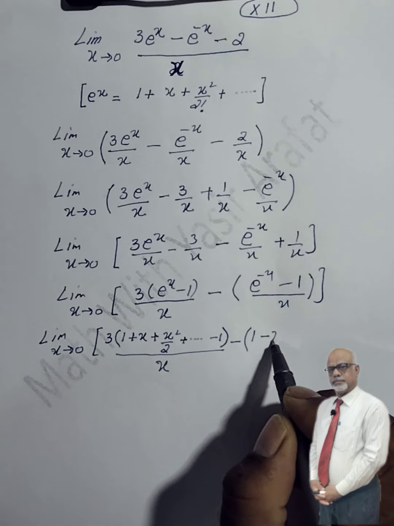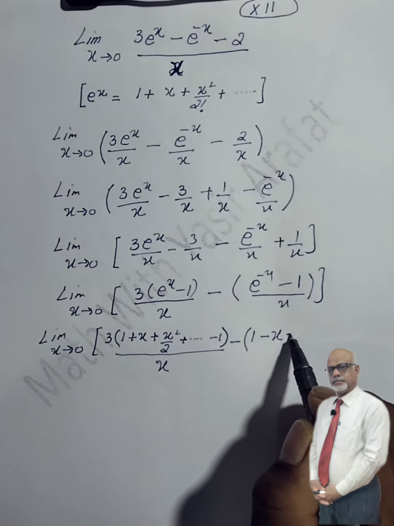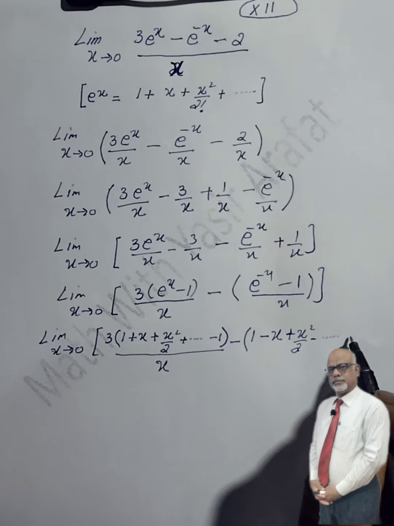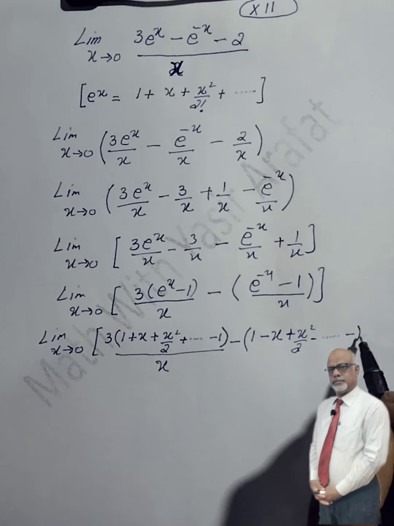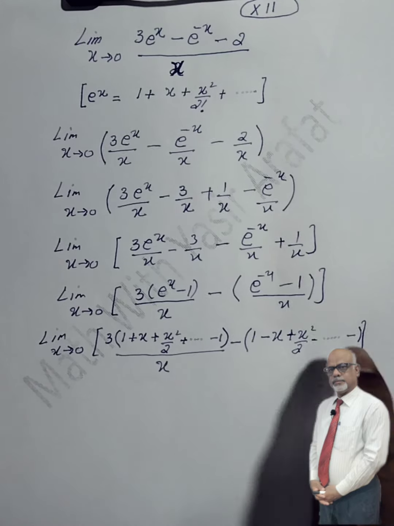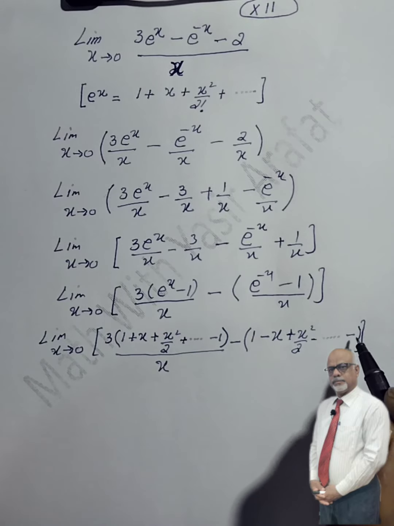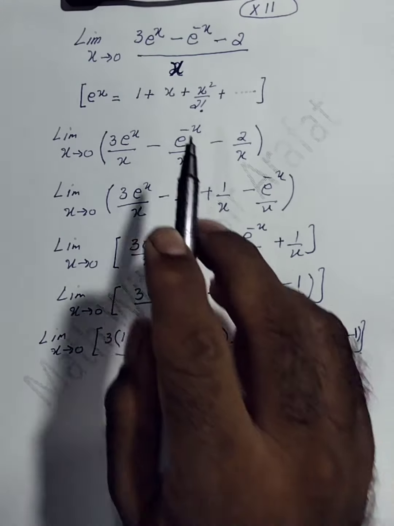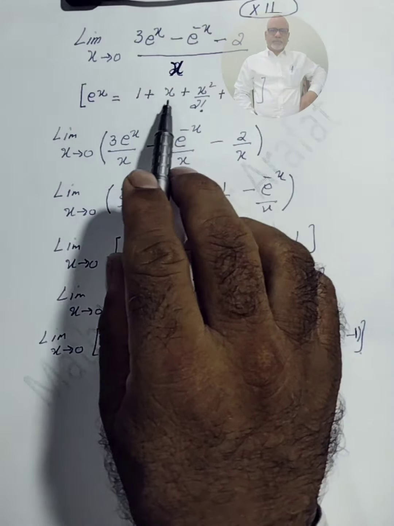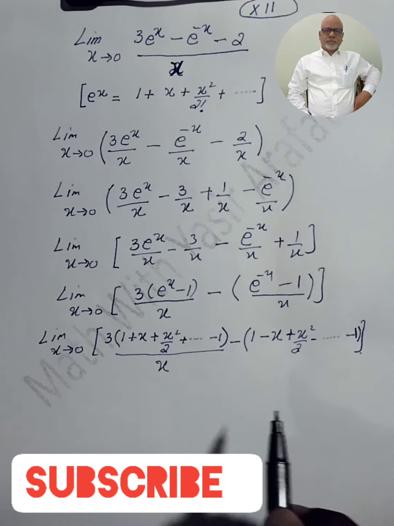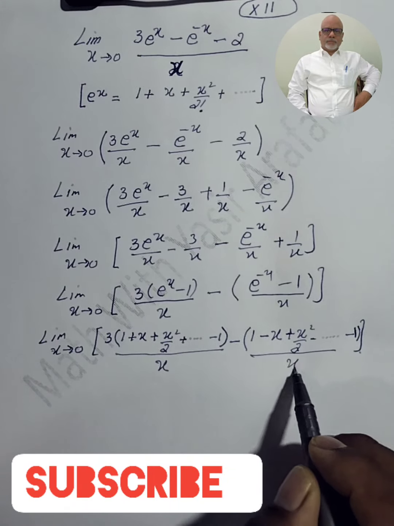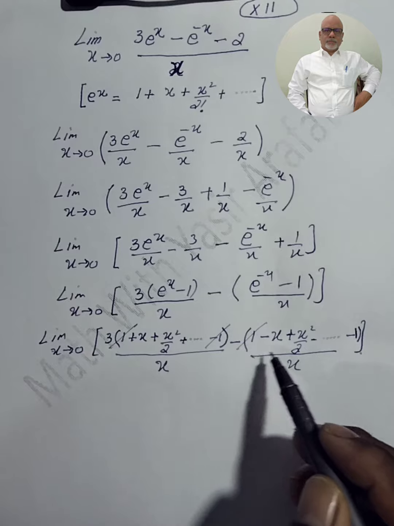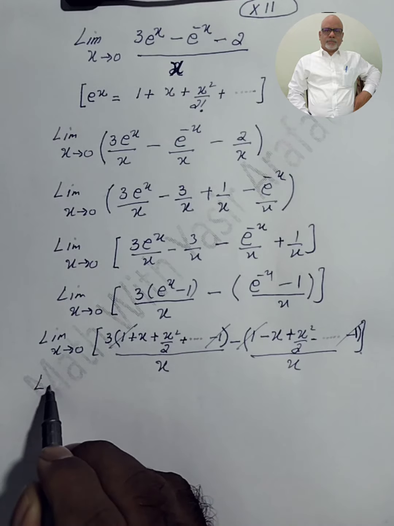So this is minus x, square, that means plus x square and so on, and minus 1 at the end here. This is e^(-x). We have to use the same formula by using x equal to minus x here, and the whole divided by x. So this plus 1 minus 1 cancels out here, plus 1 minus 1 cancels out here.